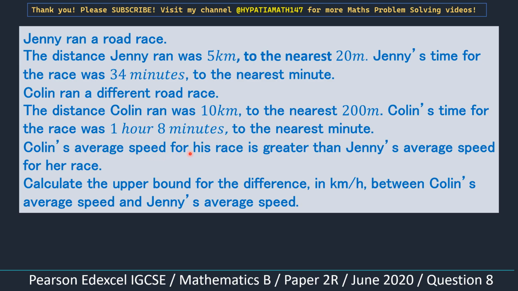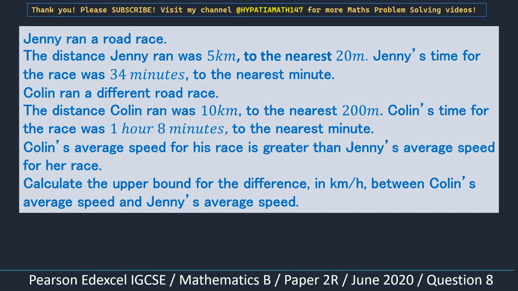Colin's average speed for his race is greater than Jenny's average speed for her race. Calculate the upper bound for the difference in kilometers per hour between Colin's average speed and Jenny's average speed.